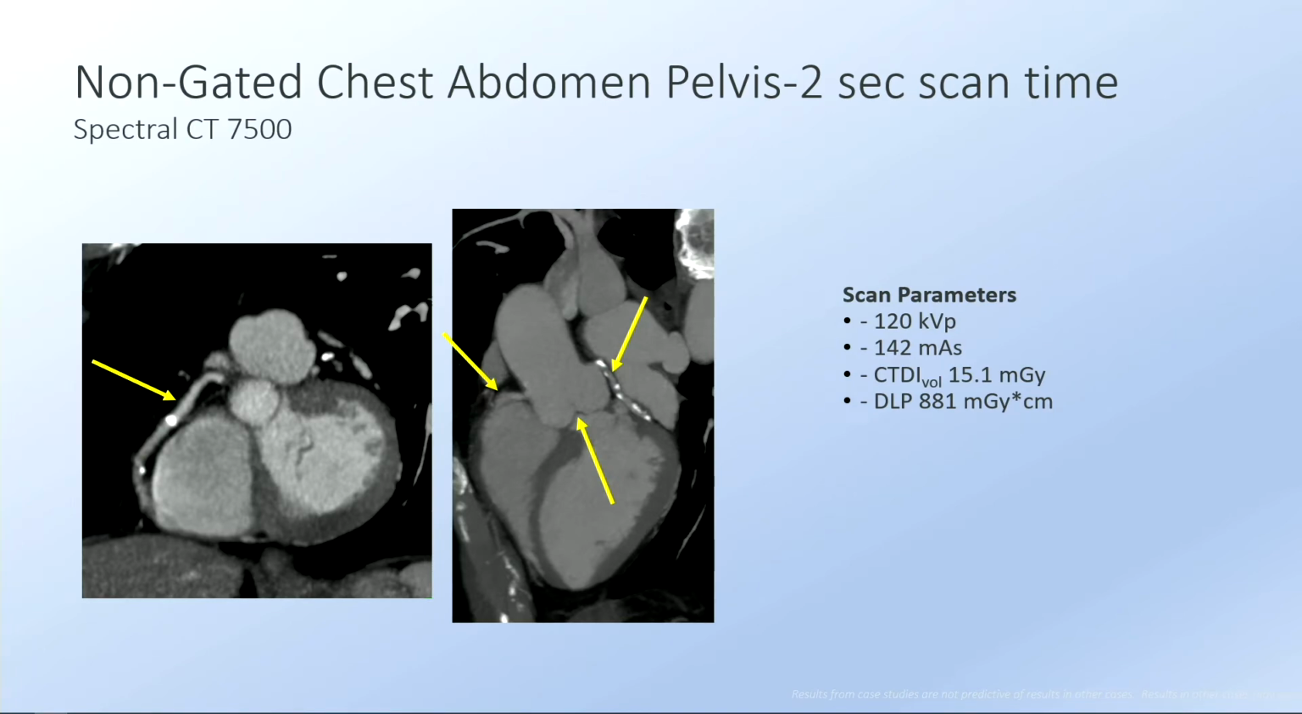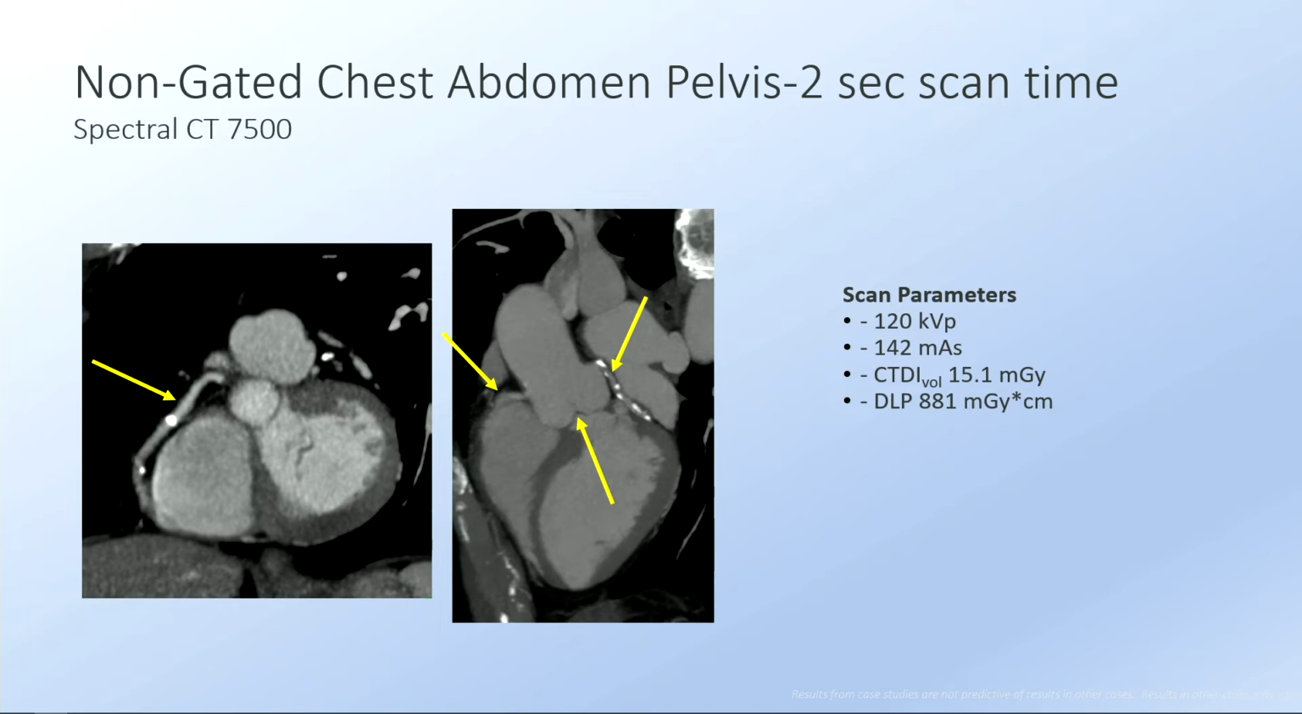With the new scanner, in particular the Spectral CT 7500, it has a very fast table, so you can also do a non-gated chest, abdomen, and pelvis in 2 seconds, so it's a very fast scan. In the large system, we have some scanners that are newer, some that are older, like I'm sure everyone here deals with the same problem.